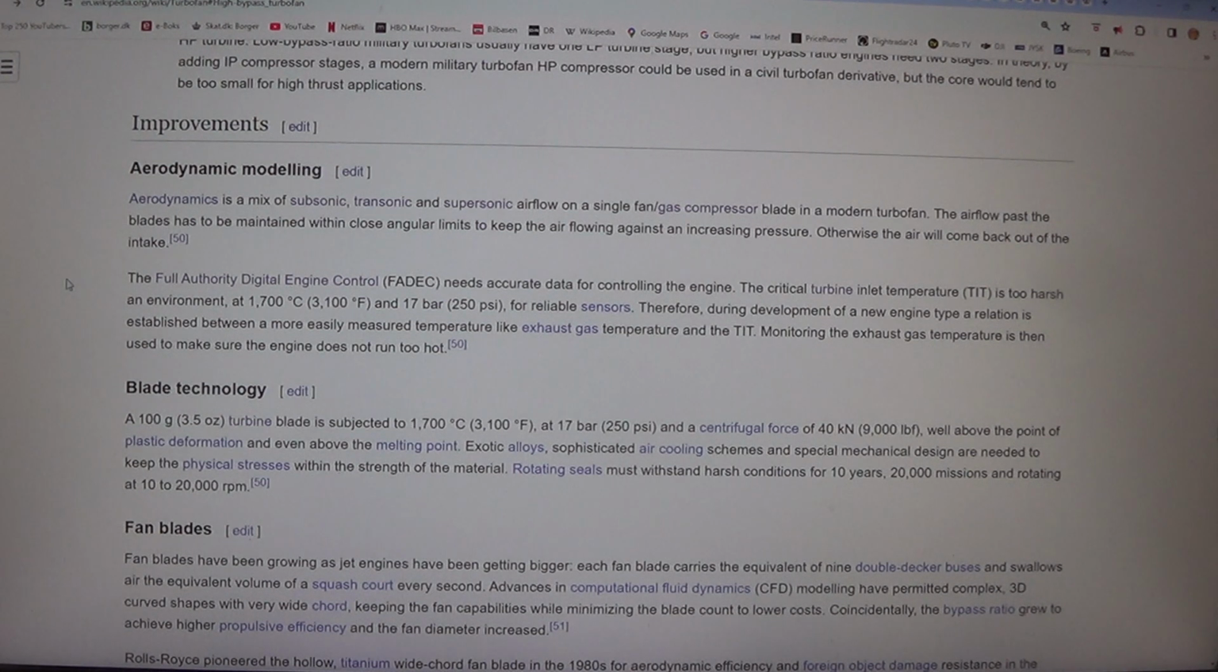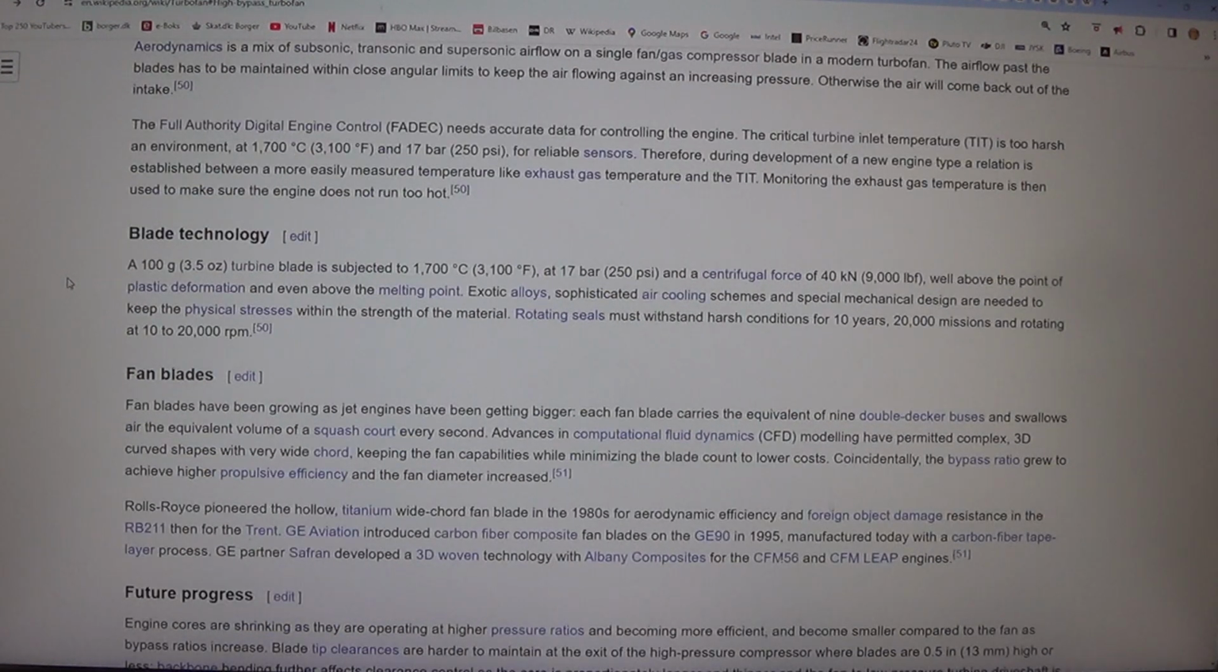The full authority digital engine control, FADEC, needs accurate data for controlling the engine. The critical turbine inlet temperature, TIT, is too harsh an environment, at 1700 degrees Celsius, 3100 degrees Fahrenheit, and 17 bar, 250 psi, for reliable sensors. Therefore, during development of a new engine type a relation is established between a more easily measured temperature like exhaust gas temperature and the TIT. Monitoring the exhaust gas temperature is then used to make sure the engine does not run too hot.